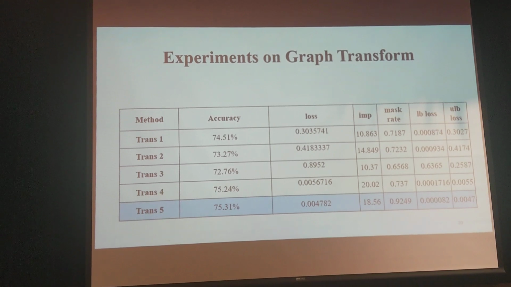Next, we experiment on graph transform. There are 5 methods of graph transform we talked about before, and we have run some experiments on these 5 methods. You can see that method transform 5 gets the better accuracy.